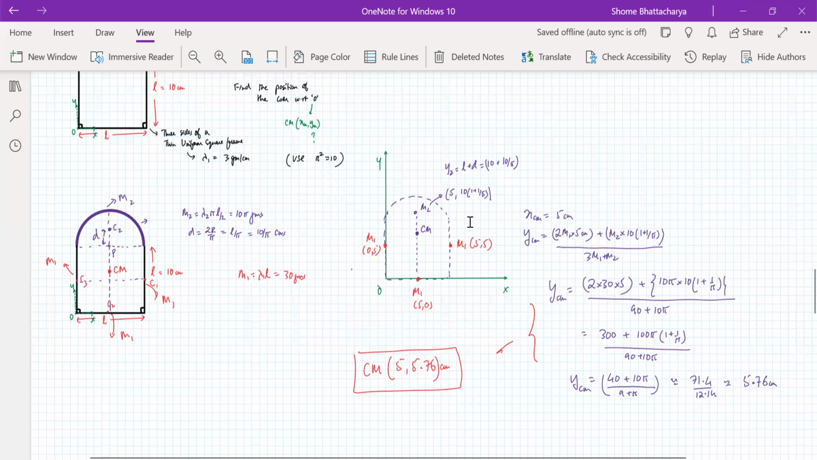And the third one, which is the semi-ring, is m2. M2 is located at this position. So this position is how much? It will become L plus D. In the diagram on the left, you can see it is L plus D. So it is 10 centimeters plus 10 by pi. That's how we are getting this m2 into 10 into 1 plus pi. So that's the numerator, and the denominator, the total mass, is 3m1 plus m2. In the final answer, I've just approximated pi as 3.14.